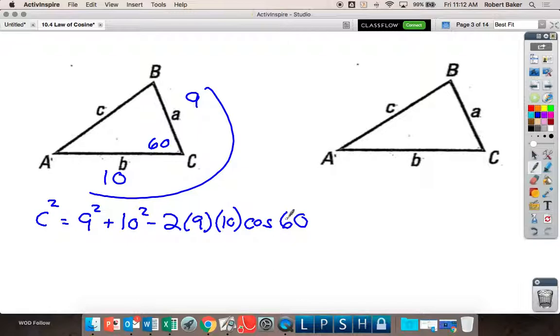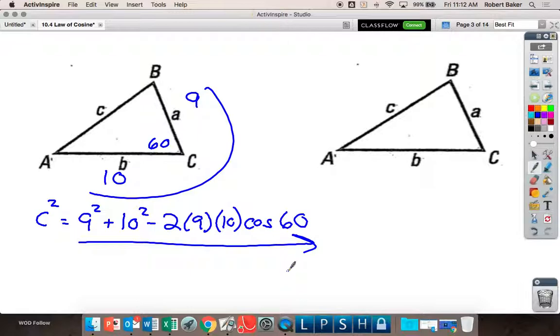In this scenario, you type all of this madness in your calculator, and it gives you a number. Then the last step is to take the square root and it gives you what c is. That's the easier of the two scenarios. Does that kind of make sense? Now, we can do that for A or B.